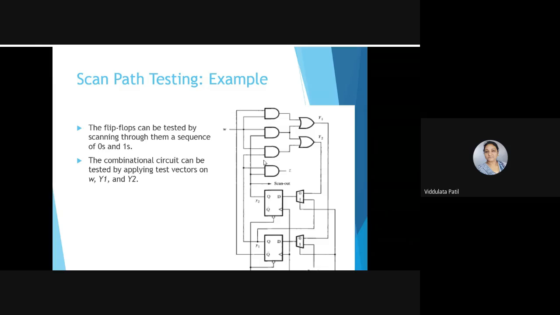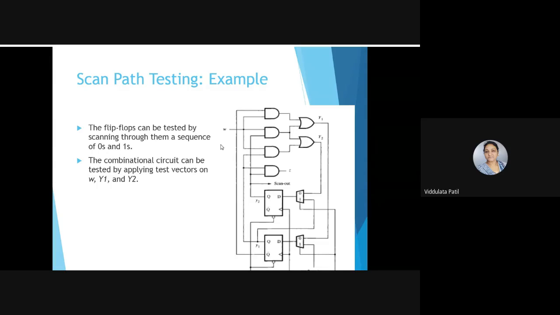Okay, so you can see this circuit. Now what we have done, we have used a W input. This is the single input that is present, that is W, in the circuitry, and at the same time there are two outputs of this D flip flop, that is Y1 and Y2. So we need to apply a test vector, that is W, Y1 and Y2, so that we can test this circuit.